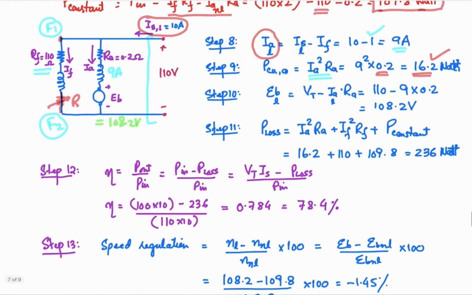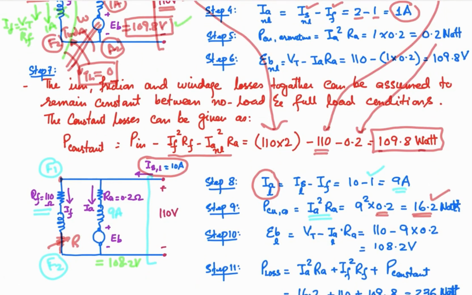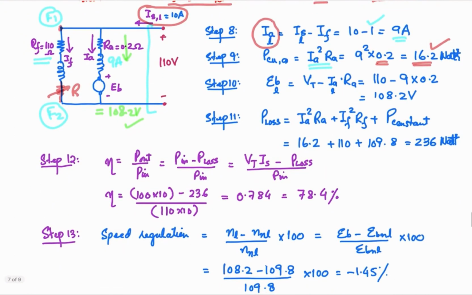So that you can compare it with the previous one. Over there it was 109.8 volt, and over here it is 108.2 volt. A small change in back EMF has brought a large change in the armature current, that is from 1 to 9 ampere. Okay, now let's calculate the total losses which are going to take place.